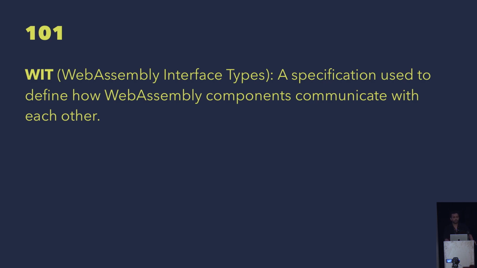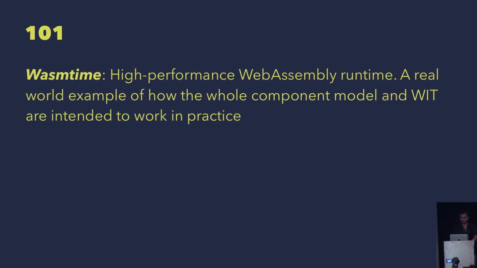It's a specification used to define how these components, these units of code, should talk to each other in terms of types. Wasmtime, one of the runtimes for WebAssembly, is a reference implementation of how all these things stick together, like the component model, the WebAssembly interface types, and so on. And more than that, it's a runtime that we're going to be using.